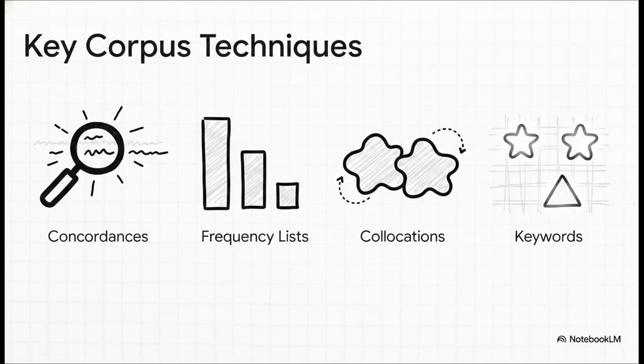And analysts have a powerful toolkit for this kind of investigation. They can run frequency lists to see which words are most common. They can search for collocations to find words that are frequent travel buddies, like strong with evidence. And they can use concordances to pull up every single instance of a word in its original context. It's really like having a microscope for language.